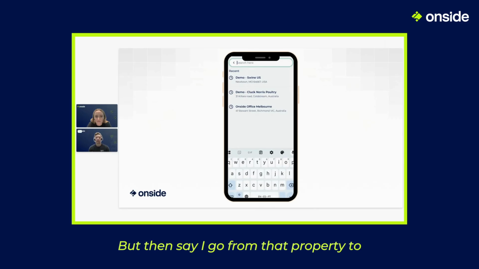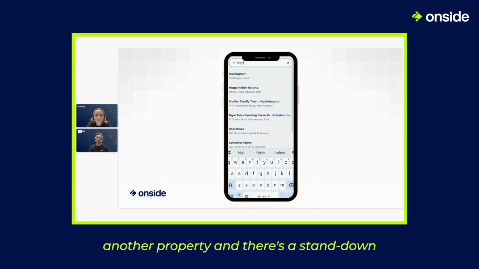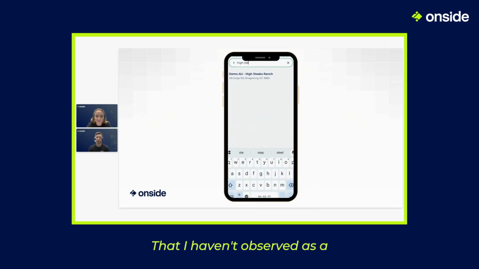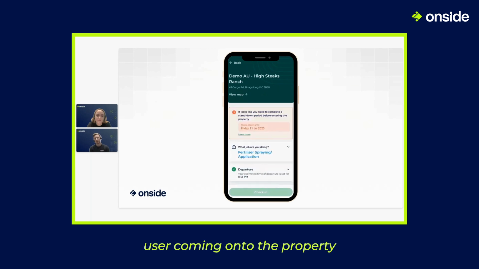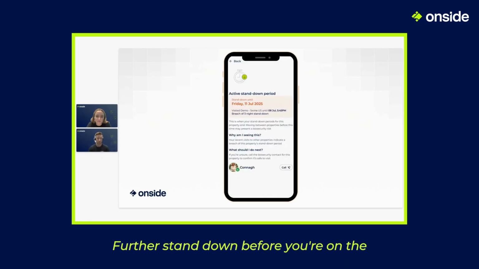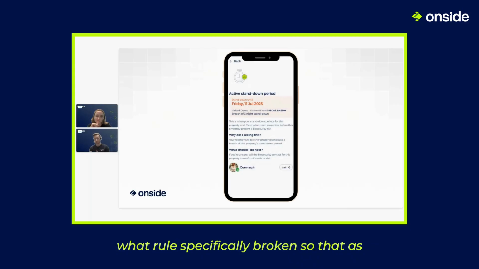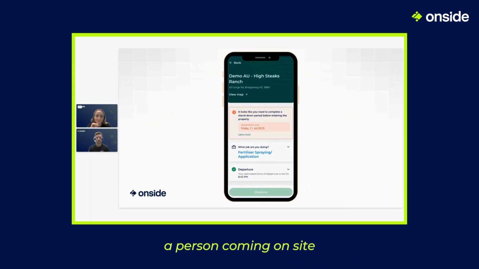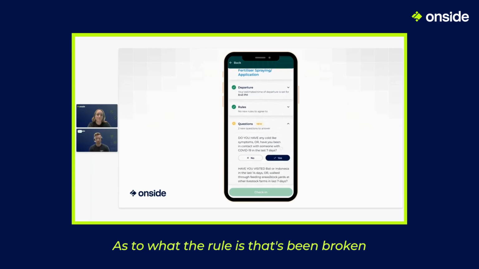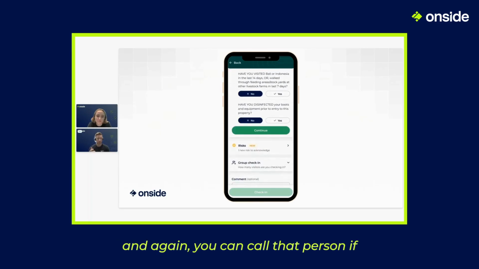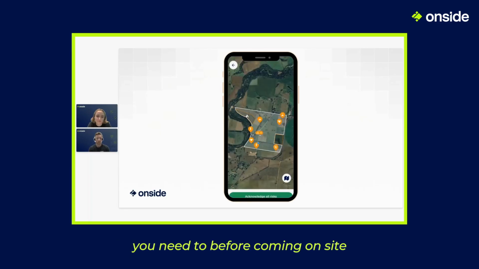But then say I go from that property to another property and there's a stand down period between those two that I haven't observed. As a user coming onto the property, I'm going to get this alert up the top that says, hey, looks like you need to complete a further stand down before you're allowed on the property. And it tells the actual date you need to stand down until. And if you click into that notification, it tells you a bunch of details around why you've broken those rules, or what rules specifically you've broken, so that as a person coming on site, you're actually educated as to what the rule is that's been broken. And again, you can call that person if you need to before coming on site.